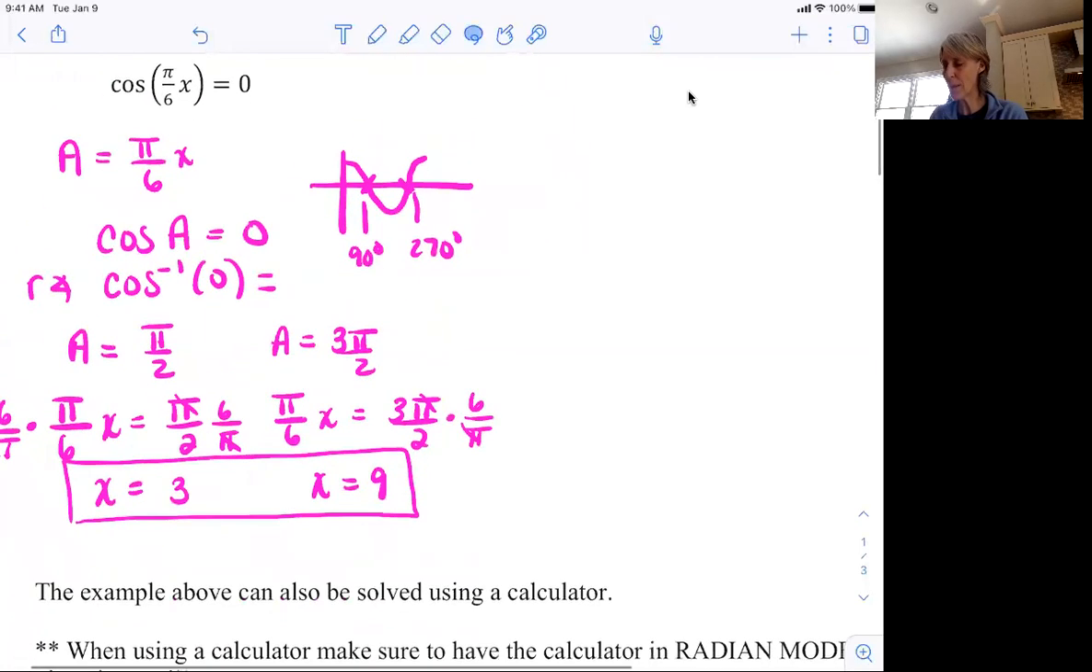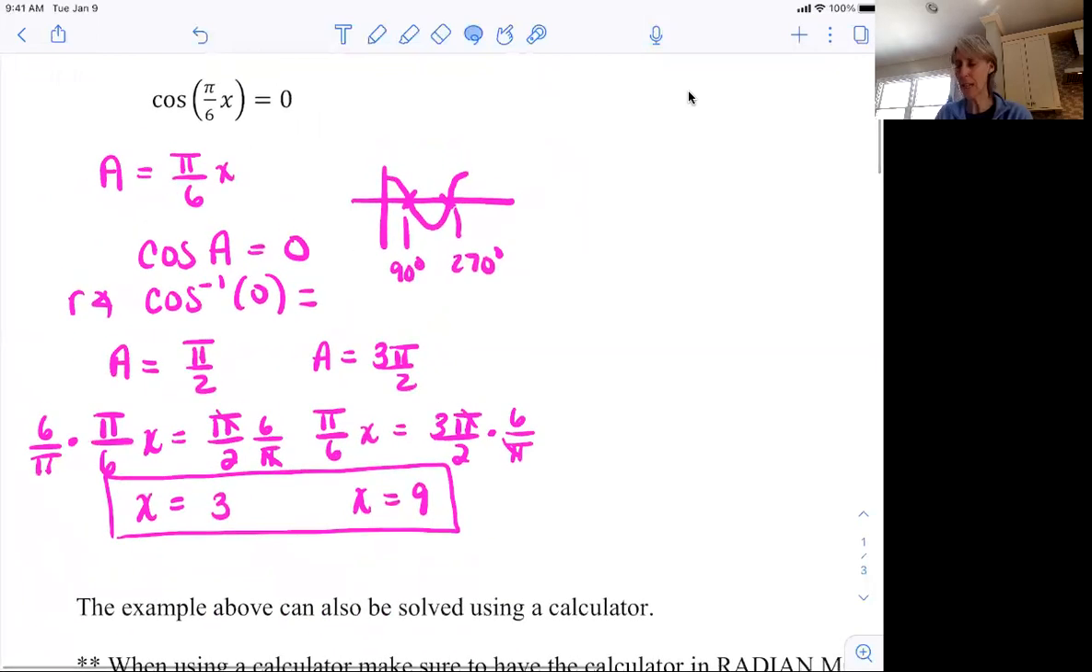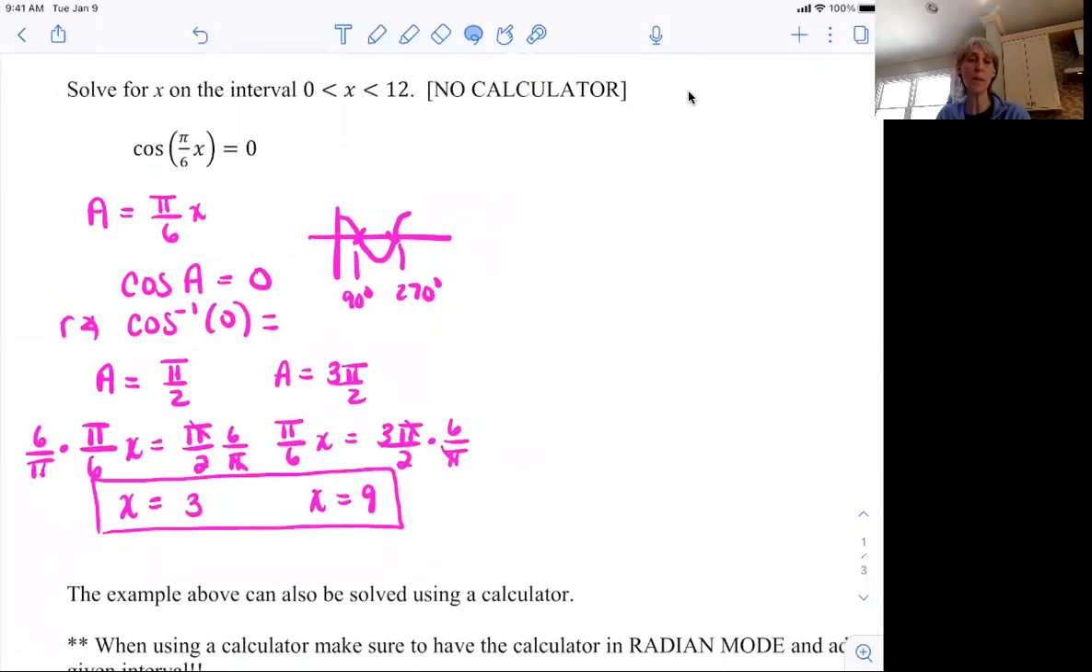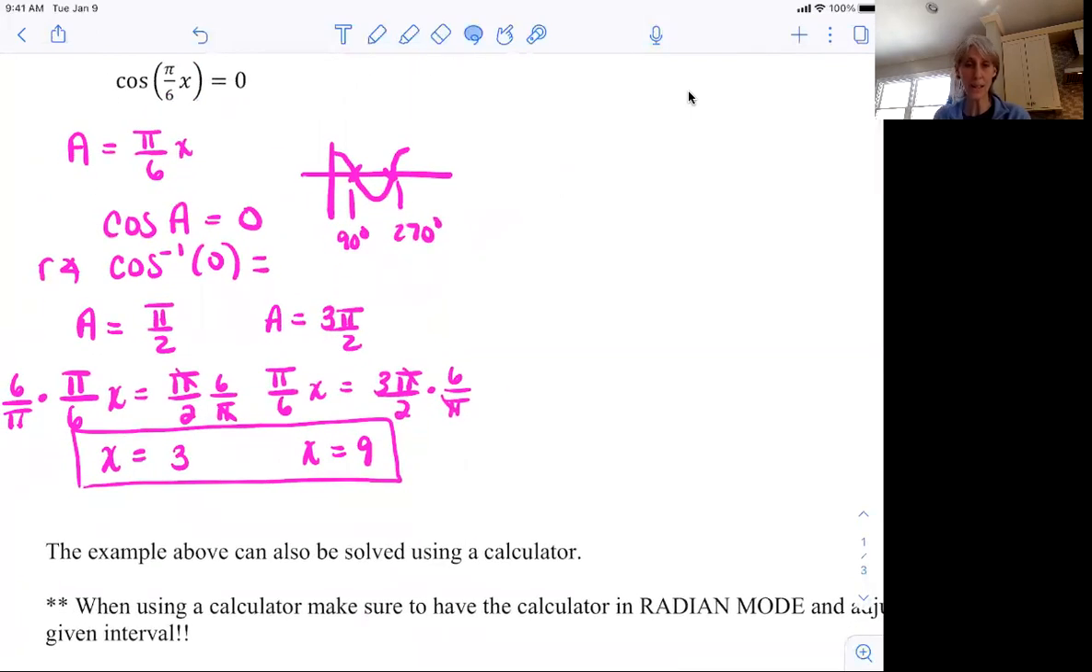And this is what I meant yesterday. This actually came from a calculus problem. And this is how they generally set them up, so that you're able to solve them on a given interval and you get your solutions. And that's that. That's how easy this is.